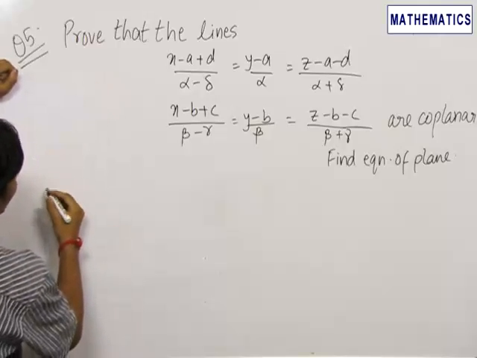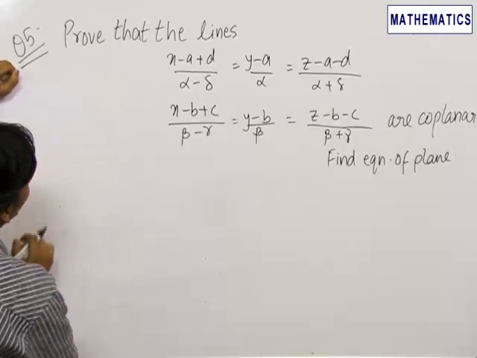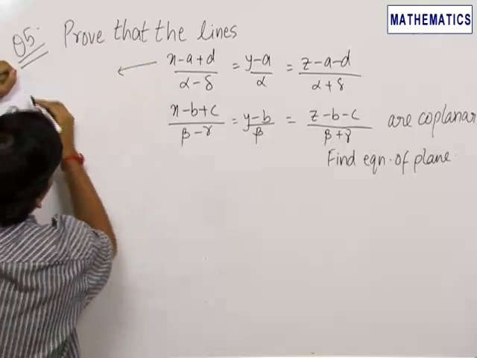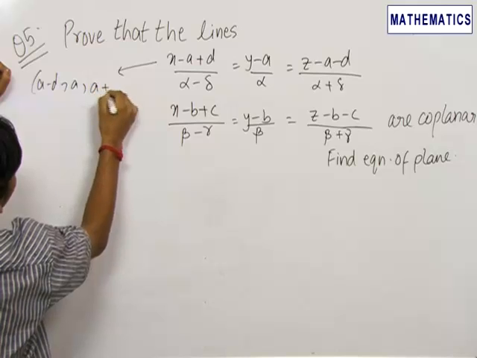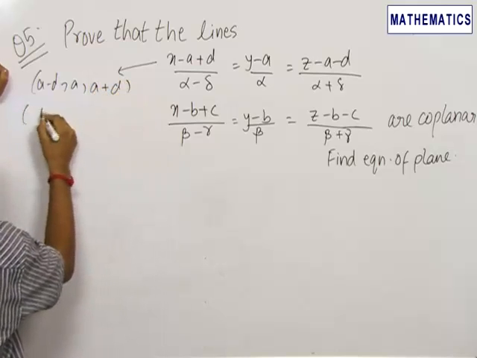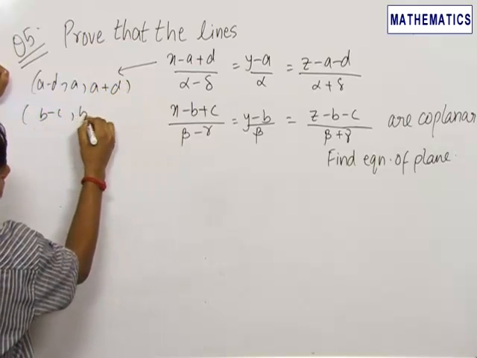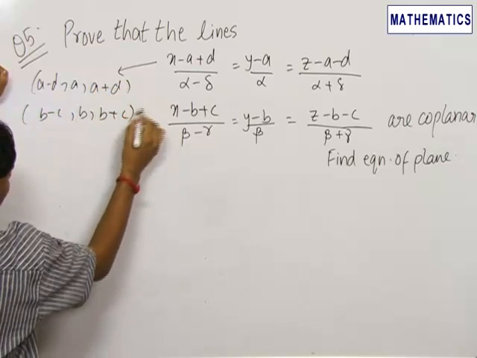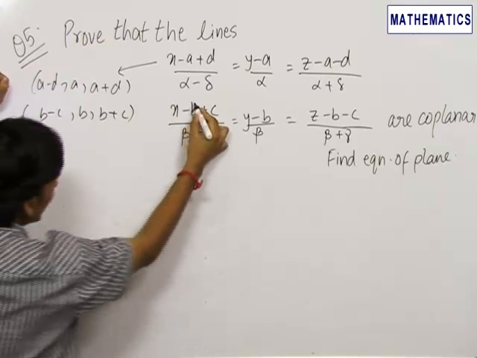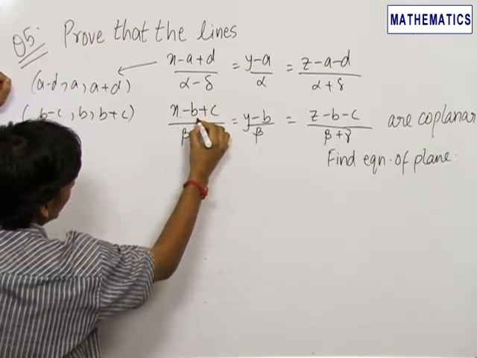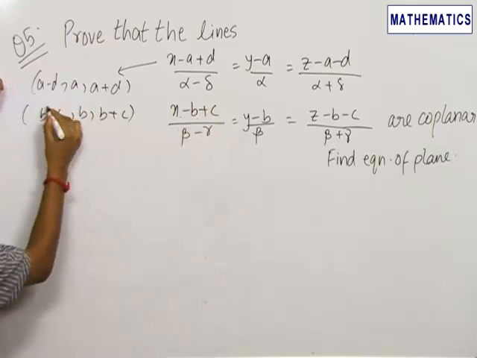Now let us take the first case in which these two are coplanar. This line passes through the point a minus d, a plus d, and the second line passes through the point b minus c, b plus c. You can check this out by putting these 2 points over here. This is actually nothing else but x minus x2, that is b minus c. That is how I have written x2 over here.